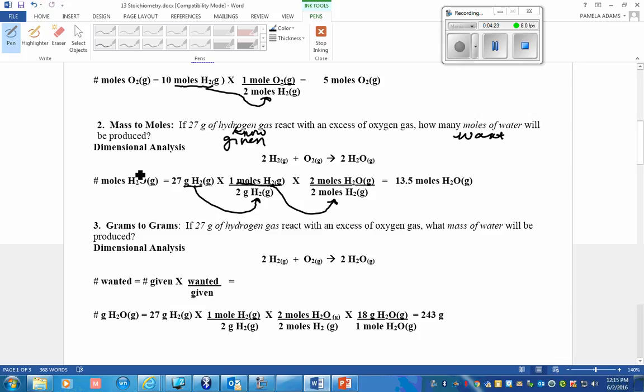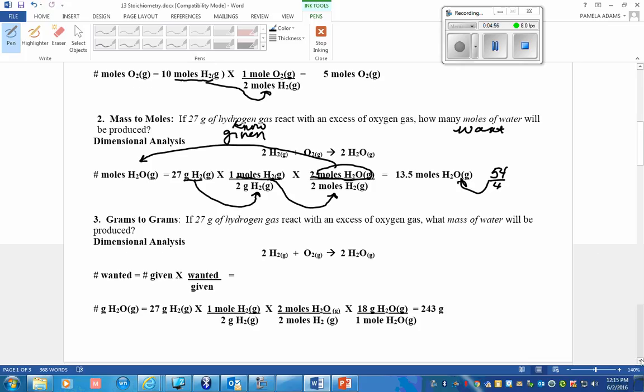That equals what I would like to know, so I know that my problem is done when what I'm left with on the top part of the problem, the unit and the compound, is equal to what I'm looking for. Now it's just a little math. Multiply everything on the top, divided by the bottom, and so you would have 54 on the top, divided by 4 on the bottom, and that would give you 13 moles of water.